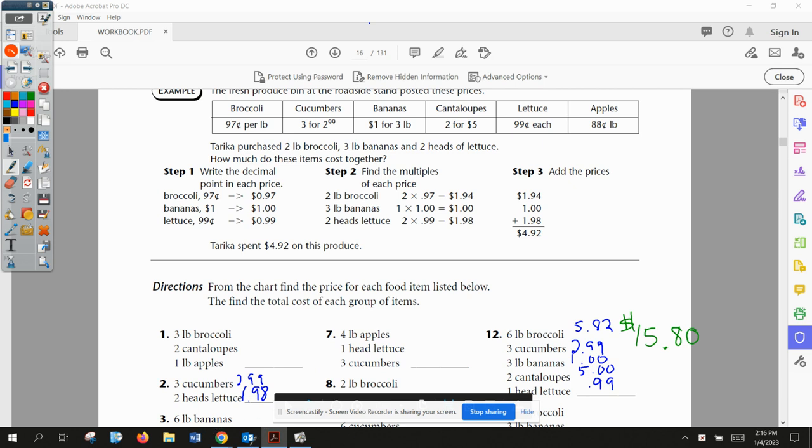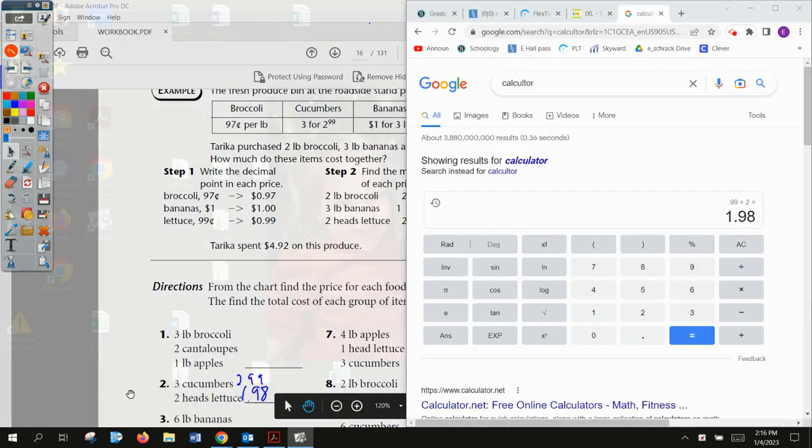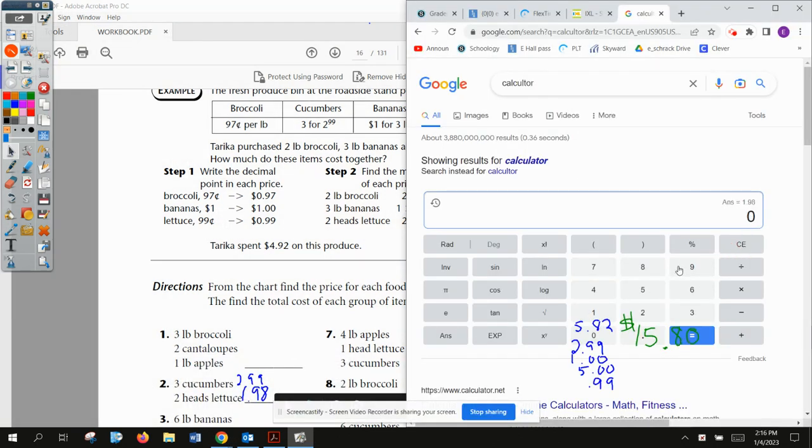And lastly, we're buying cucumbers and lettuce, so we need to add those 2 things up in our calculator. So we have $2.99 plus $1.98. I missed the decimal, so that's going to make a huge difference in my answer. So let's start over again. 2.99 plus 1.98 will give us a grand total of $4.97.